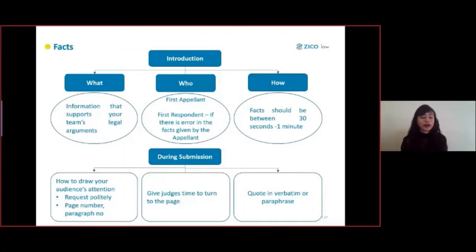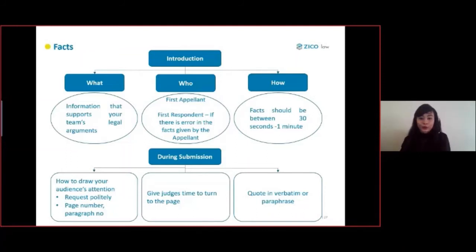In my previous competition, the only documents that I'd bring were these two: one, maybe my arguments, another one is my facts. So that can really help you. Next, you should always give the judges time to turn to the page. I see a lot of mistakes with mooters being nervous and they just go on submitting without waiting for the judge. And sometimes judges actually penalize you on this. So be very careful on this.